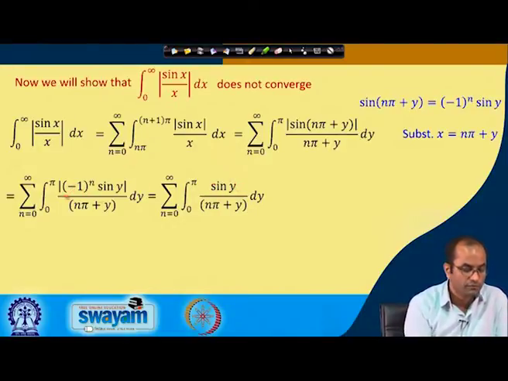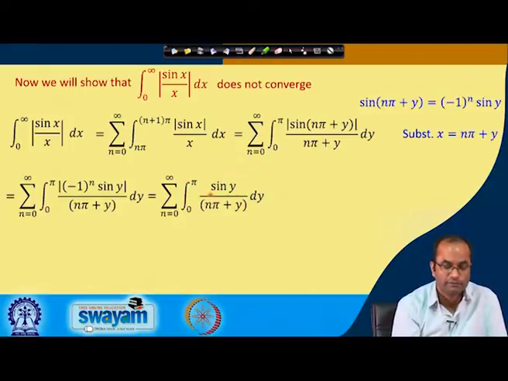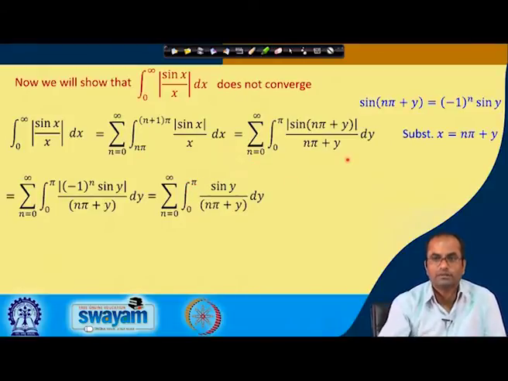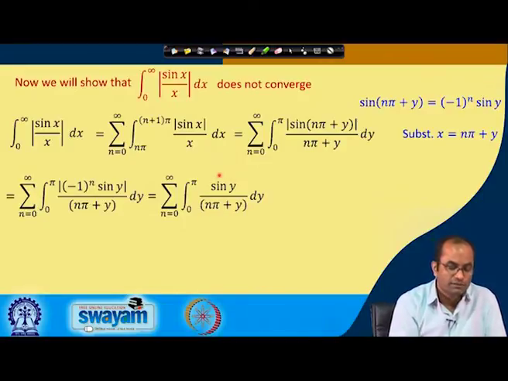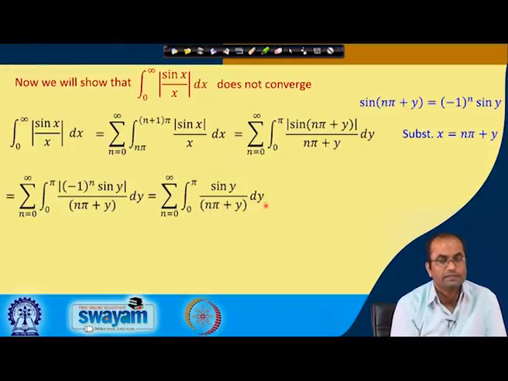Here we should note that we are not using the absolute value now, because sin y will take positive values from 0 to π. It takes value 0 there, then at π/2 it is 1, and then it gradually goes to 0. So this never takes negative values in 0 to π, therefore we have removed the absolute value here, divided by nπ + y and dy.